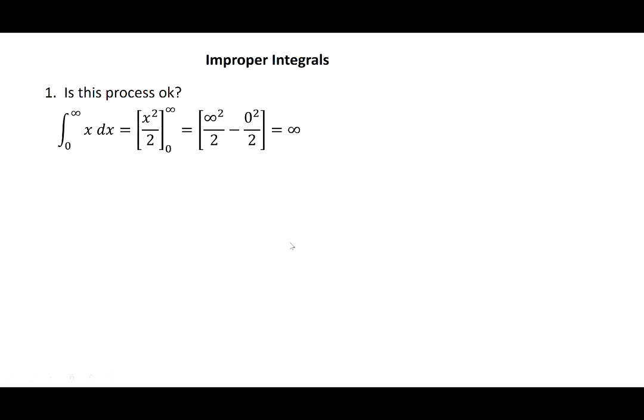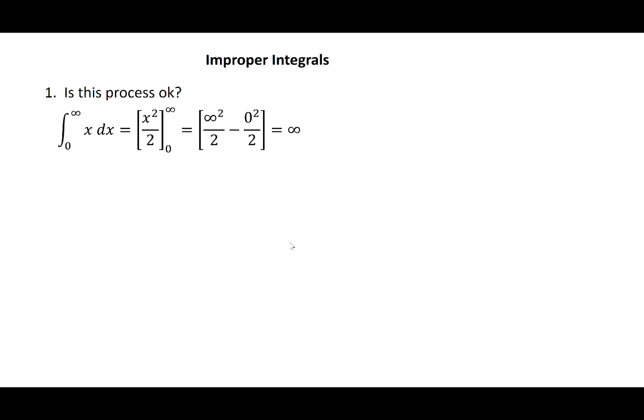The next thing that we'll look at is section 7.8. It's called Improper Integrals. So to motivate you about this particular section, I want to start off asking you a question like this. Look at that integral that I have.